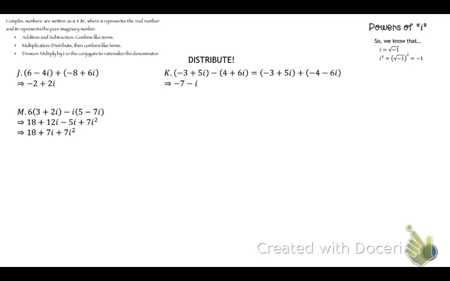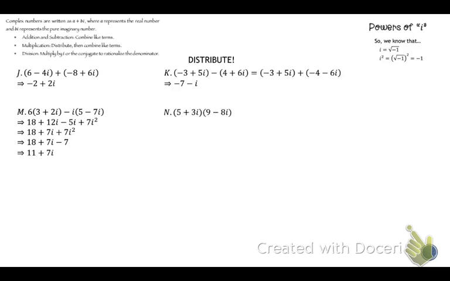Now, I squared equals negative 1. Anytime you see an I squared, you have to plug in negative 1. So we're going to plug in negative 1 right there, and that becomes a minus 7. So then 18 minus 7 is 11 plus 7i.